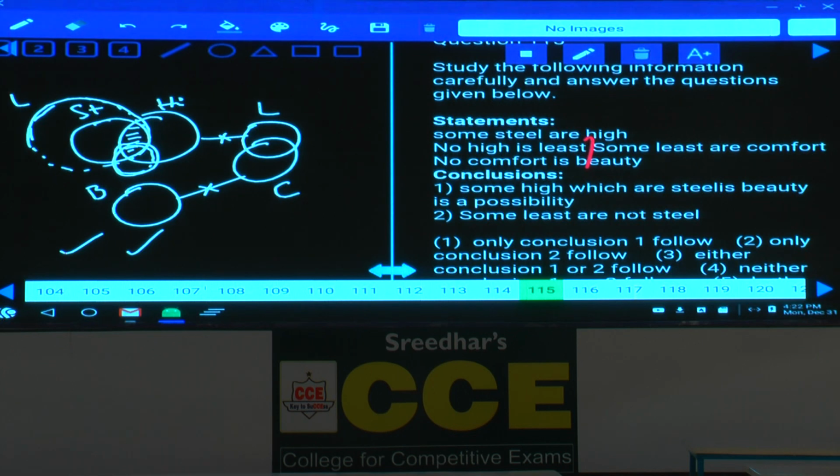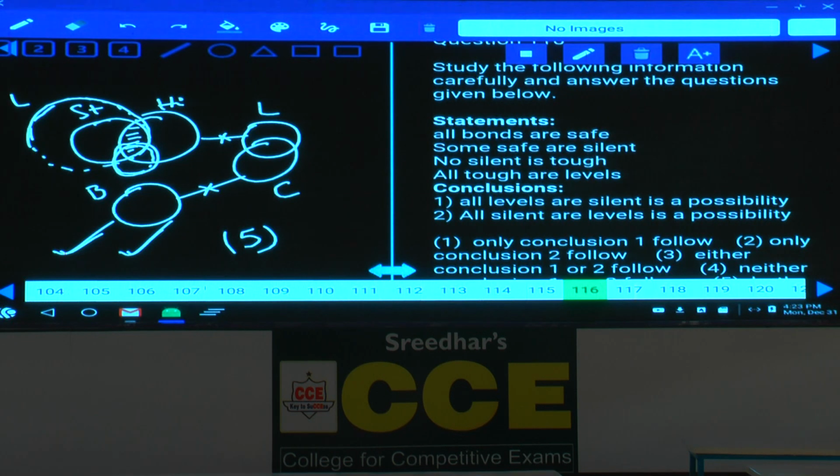If you draw least like this, then "no least is high" will be false. Hence the statement is invalid, and an alternate diagram cannot be drawn. This will be true forever. Hence both the conclusions follow. In question 115, it is given in choice 1, both 1 and 2. Then choice 5, both 1 and 2, it is choice 5. Choice 5 is the answer for 115.